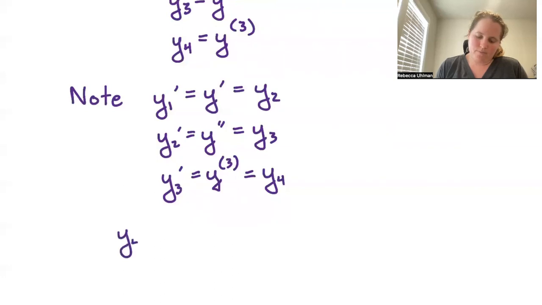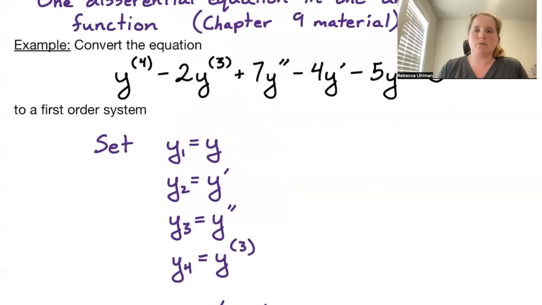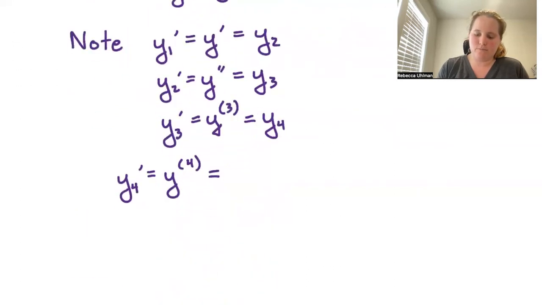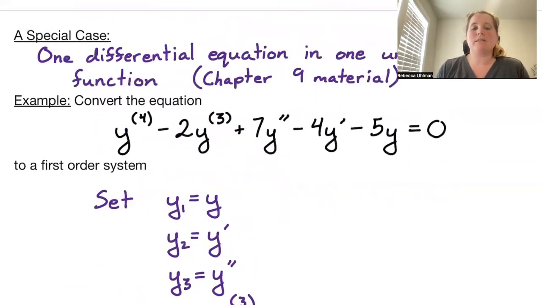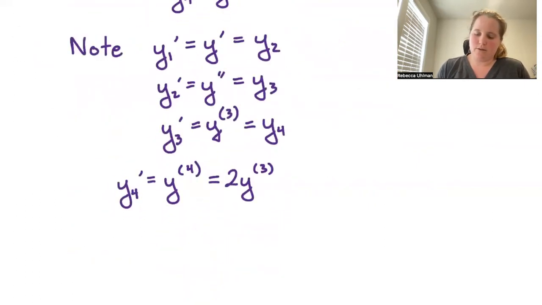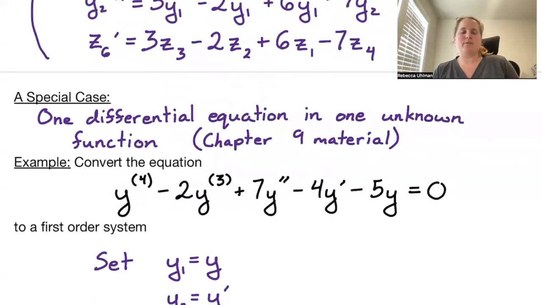Y4 prime is the fourth derivative of y. And based off our differential equation, that should be equal to 2 times the third derivative, I apologize for the scrolling, minus 7 times the second derivative plus 4 times the first plus 5y. So minus 7 times the second derivative plus 4 times the first derivative plus 5y. Again, the original equation had everything on the left side equal to 0. I just moved the terms to the right.